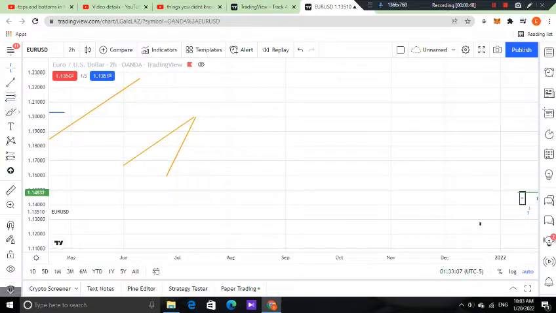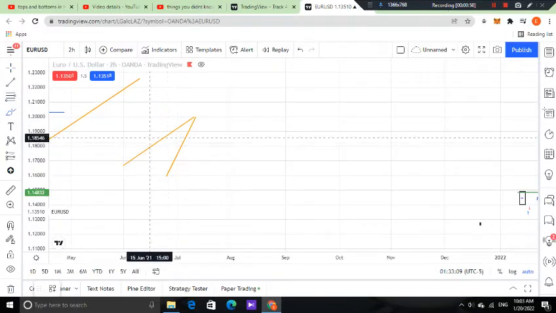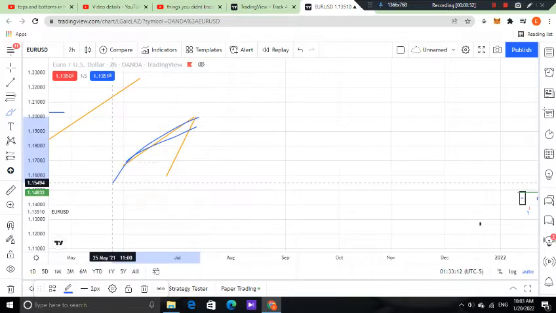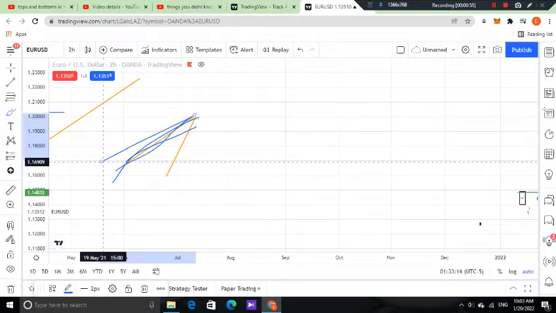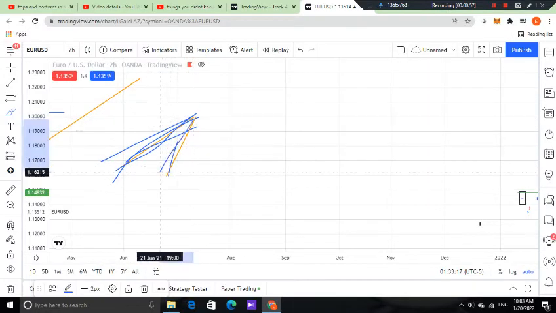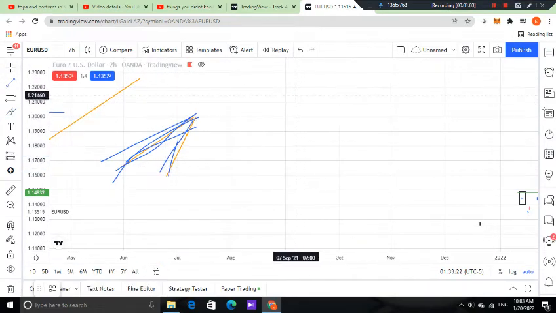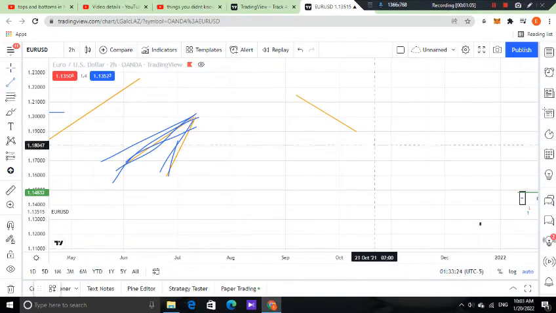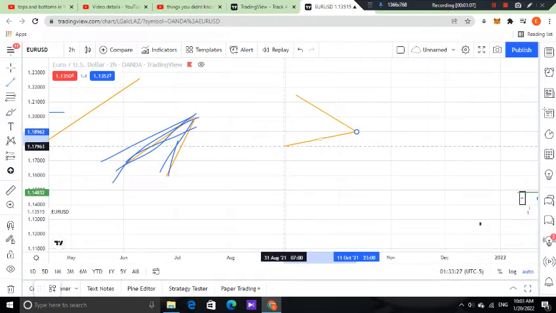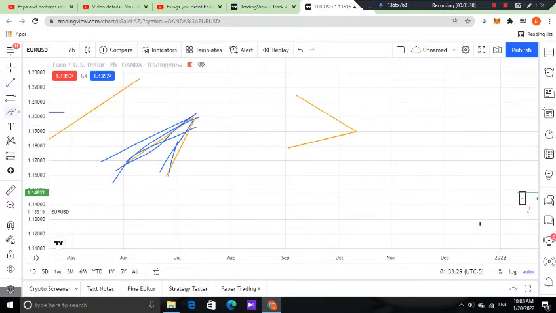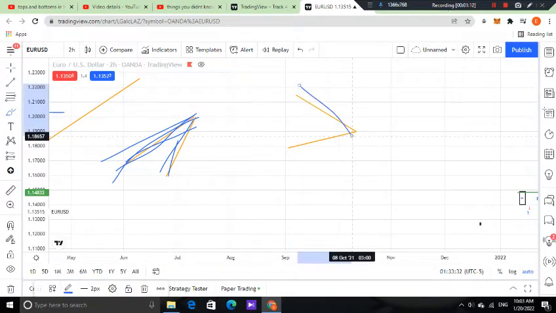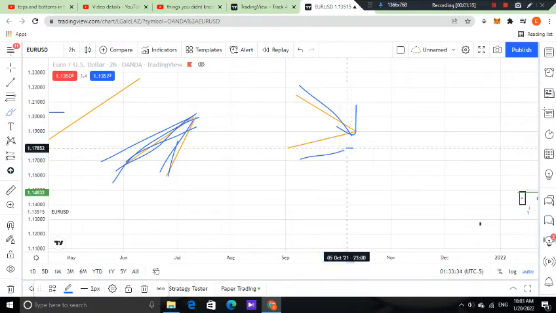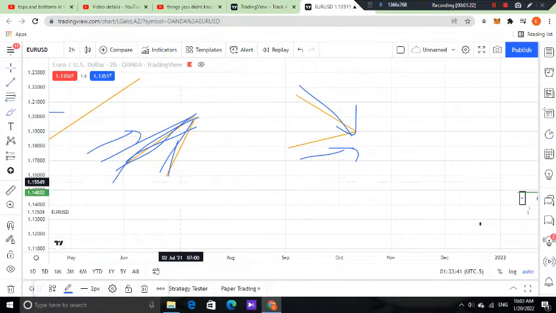Wedge top is something like this, and we have two convergence lines in the same direction. What does it mean, same direction? If you look at the triangle, their lines are not in the same direction. This one is upside down and this one is downside up, so they're not in the same direction, but these wedges are in the same direction.